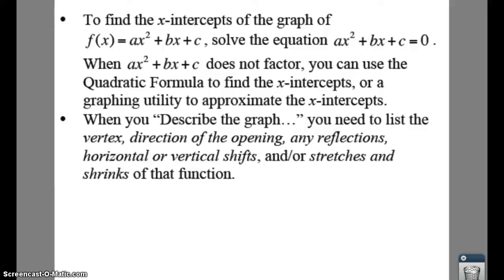Alright, now we want to talk about finding x-intercepts of a graph, which is where you find your zeros. One way to find your x-intercepts is to try to factor an equation. Unfortunately, if it doesn't factor, then you're going to have to use the quadratic formula to find your x-intercepts. That's where you find your x values, so you're finding two of them. You could also use your graphing utility, which is known as a graphing calculator, to approximate your x-intercepts. Now this could help you when you are graphing your equation.